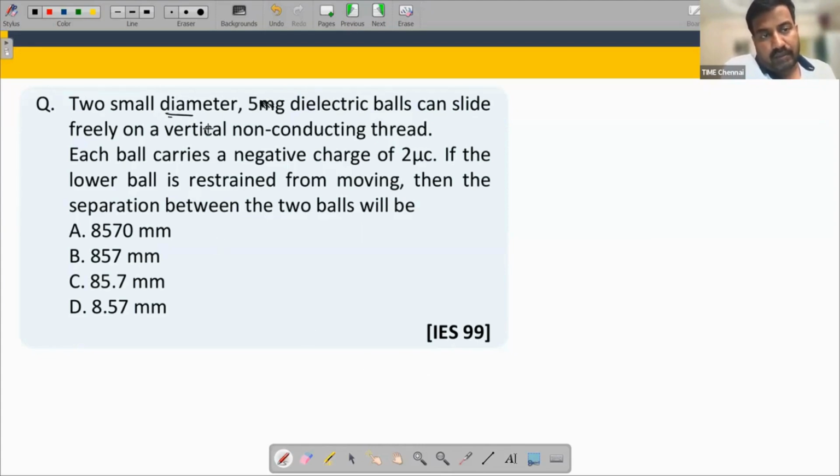Two small dielectric balls, mass is 5 gram. 5 gram is 5 into 10 power minus 3 kilogram, because I need to write in the SI units.